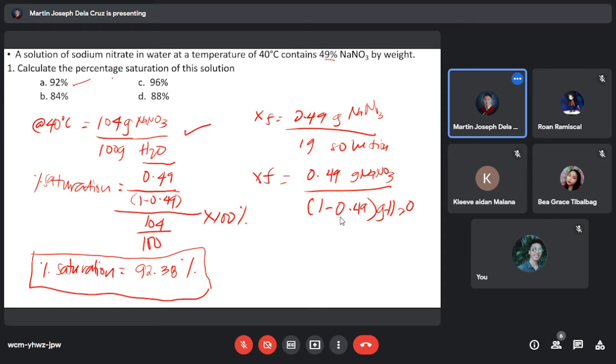So this is a password examination. So it might come again in your time. So we'll never know kung lalabas ba siya or hindi. Okay? So another one.